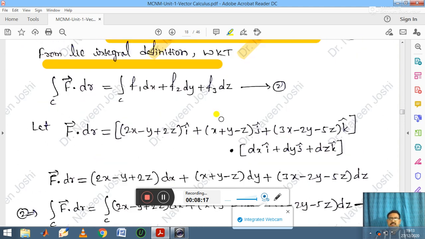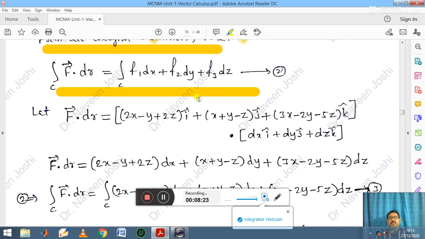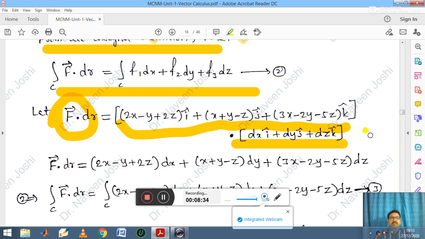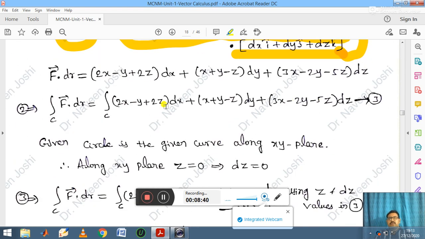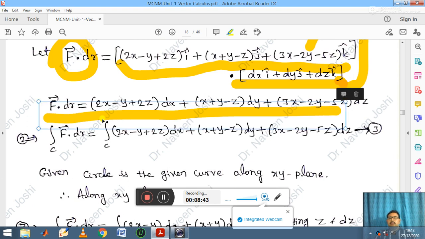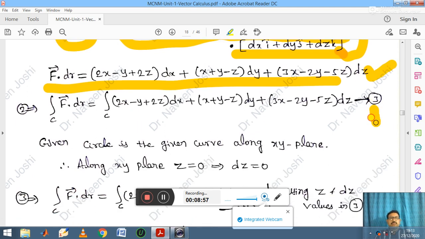Then use the line integral definition, that is f dot dr equals integral of f1 dx plus f2 dy plus f3 dz. So let's find f dot dr. This is the given function f, and dr is the position vector definition, dx i plus dy j plus dz k. You take the dot product between f and dr. So you get f dot dr equals (2x minus y plus 2z) dx plus (x plus y minus z) dy plus (3x minus 2y minus 5z) dz. You take the integral sign on both sides, then take it as equation 3.